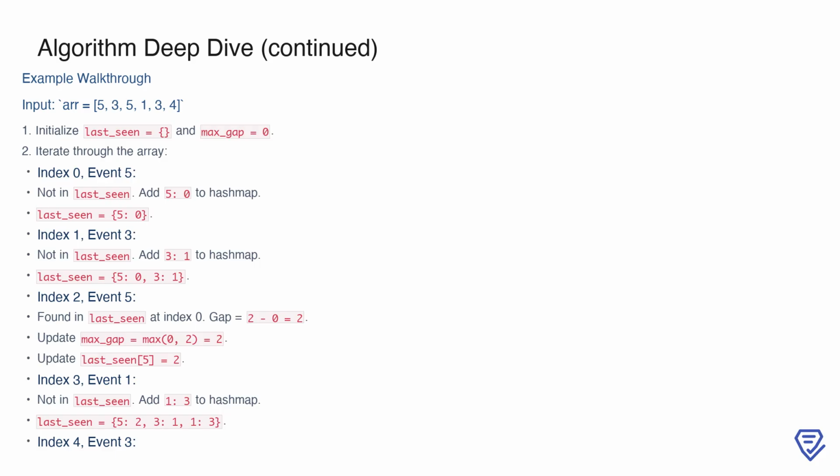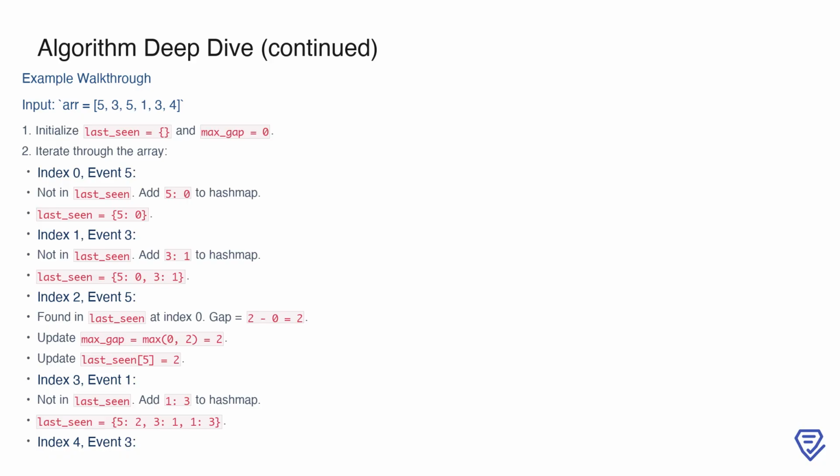Given the input array 5, 3, 5, 1, 3, 4, we start by initializing last_seen as an empty dictionary and max_gap as 0. At index 0, the event is 5. Since 5 is not in last_seen, we add it with the value 0. At index 1, the event is 3, which is also new, so we add it with the value 1. At index 2, the event is 5, which we've seen before at index 0. The gap between these indices is 2, so we update max_gap to 2 and update last_seen[5] to 2.